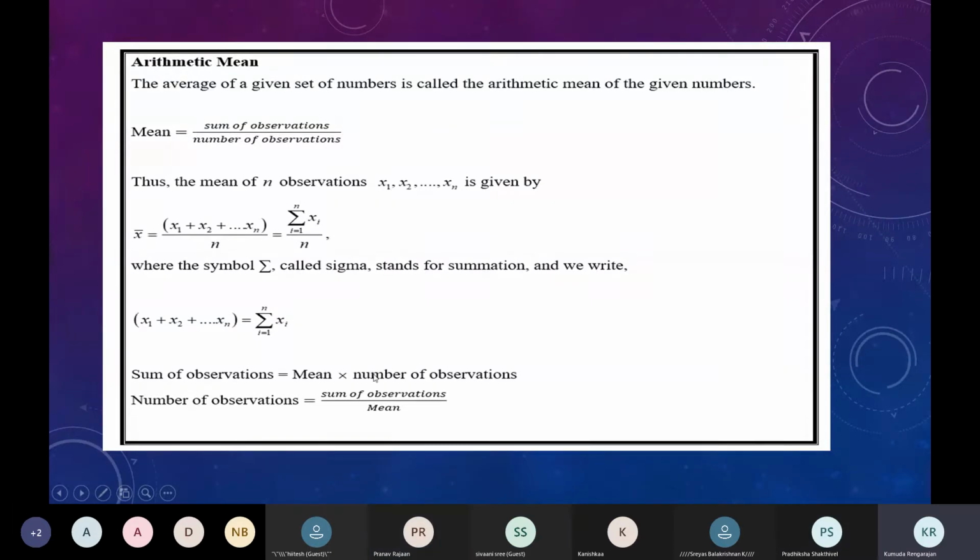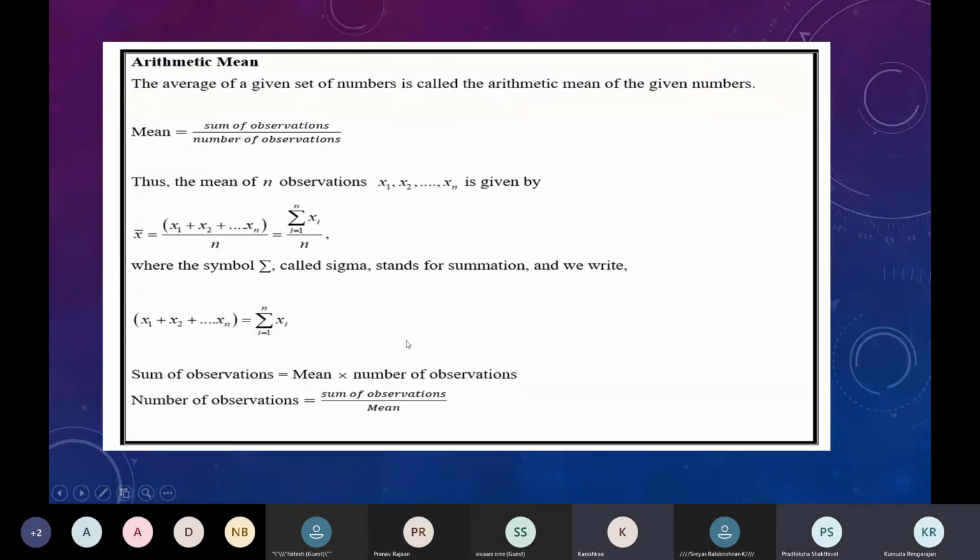5, ma'am. Yeah, mean is not 5. Mean is 30, ma'am. Number of observations is 5, ma'am. So what is 30 into 5? 150, ma'am. And what is 150?